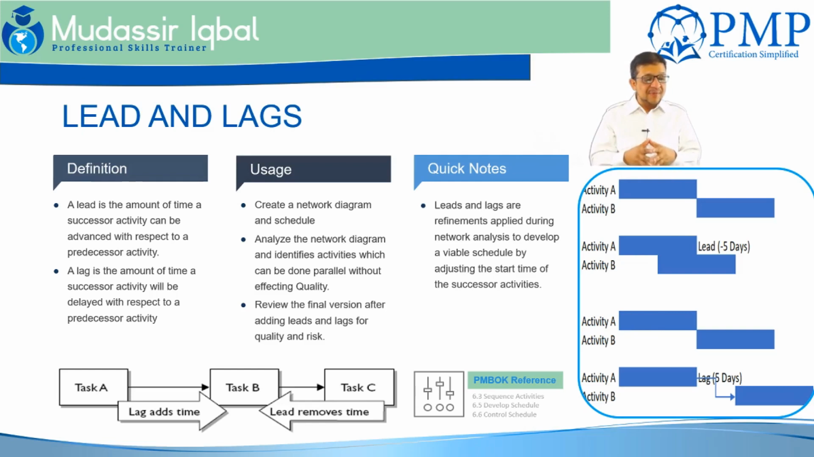Leads and lags are a refinement applied during network analysis to develop a viable schedule acceptable to both parties. We will be using them in sequencing activities, in developing the schedule, and in controlling the schedule. In develop and control, we largely use them on the critical path activities so that we can compress the schedule, because there are some external dependencies or external milestones that we have to follow. So this is the usage of leads and lags. They are a very useful tool in terms of your scheduling.